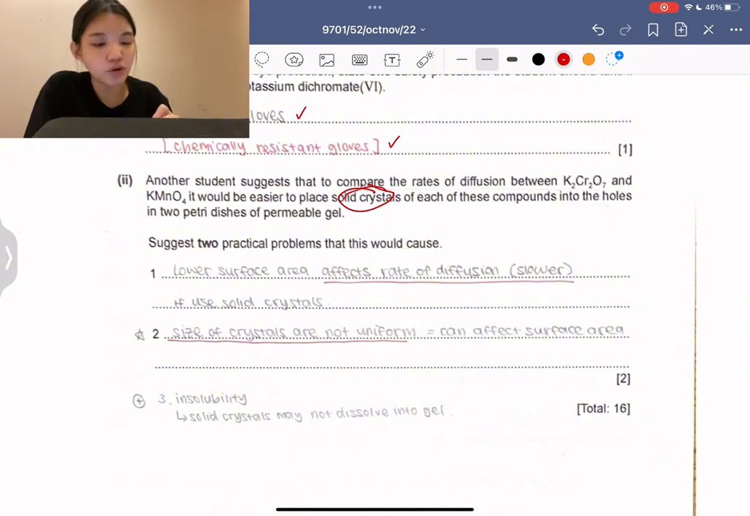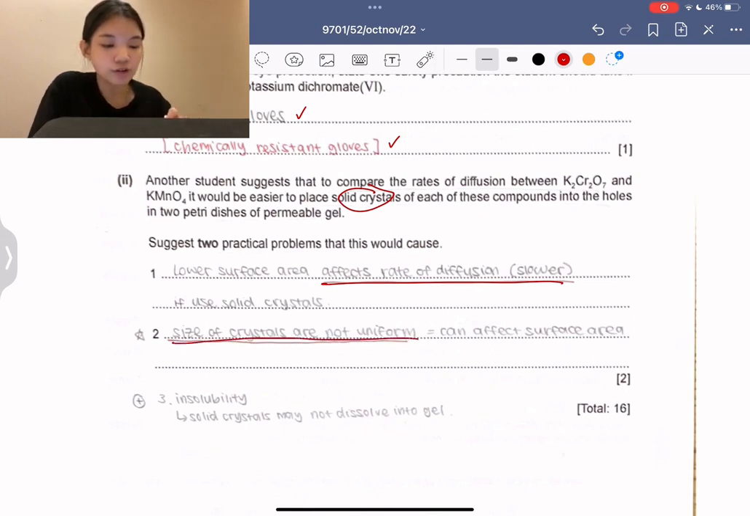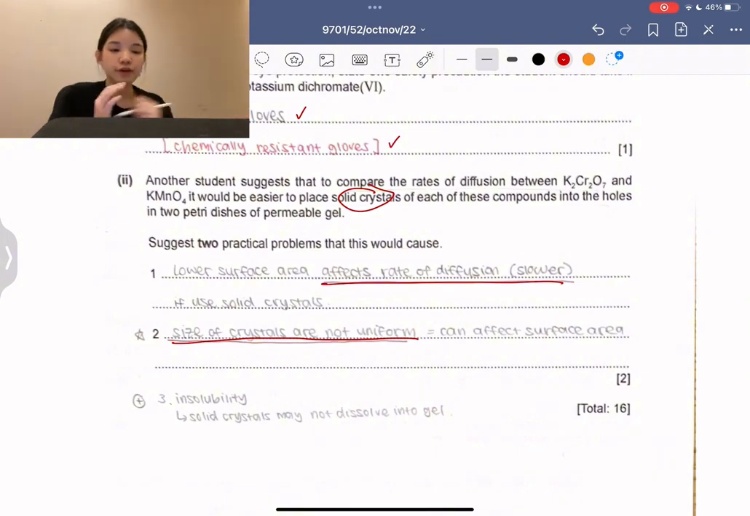So it's also because there is a lower surface area with solid crystals, so you could say it affects the rate of diffusion. And another would be the size of crystals are not uniform, and so it could affect the surface area. It could affect the rate of diffusion eventually also. So another practical problem that this would cause would be insolubility. Solid crystals may not dissolve into the gel and would affect the experiment all in all.